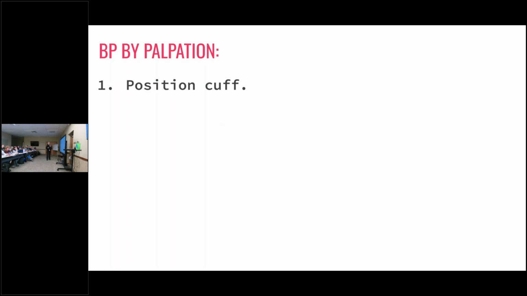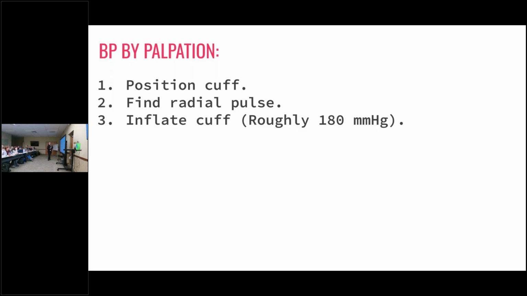So we're going to position the cuff, find our radial pulse. When we're auscultating, we want to find the brachial, because that's where we're going to put our stethoscope, right? But when we're finding a blood pressure by palpation, we want to find the radial pulse instead. We're going to inflate the cuff. I usually go to around 180 millimeters of mercury. That's just what I do.